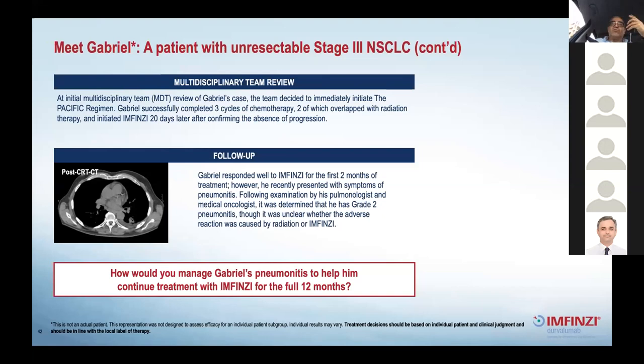In the follow-up, Gabrielle responded well to Imfinzi for the first 2 months of treatment. However, he recently presented with symptoms of pneumonitis. Following examination by his pneumologist and medical oncologist, it was determined that he has a grade 2 pneumonitis. Thus, it was unclear whether the adverse reaction was caused by radiation or Imfinzi. So how do we manage the grade 2 pneumonitis?